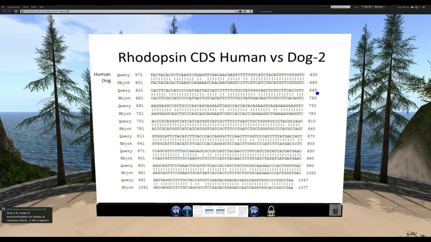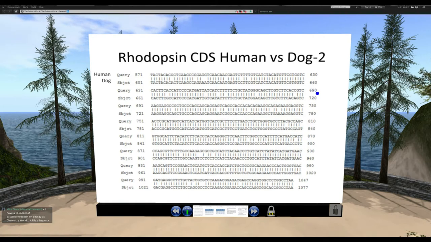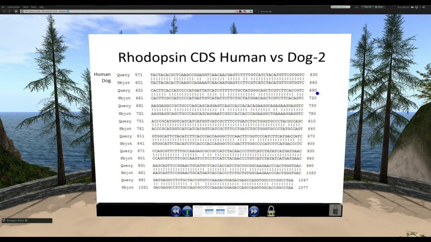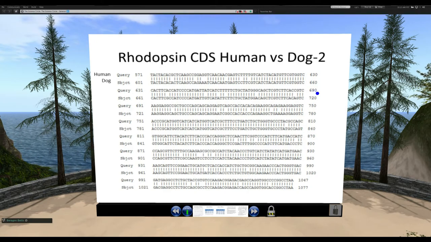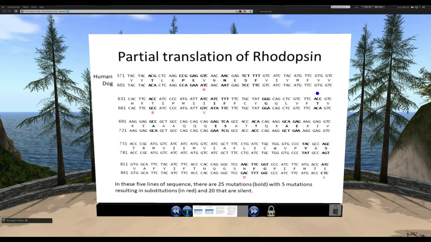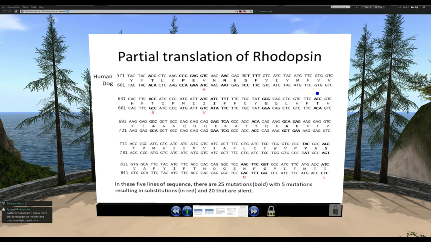Oh, this is just the rest of that rhodopsin sequence. Okay, so this is the rest of the rhodopsin sequence, and you can see that there are a lot of gaps in here. Okay, so I'm just going to look at a translation of a part of the rhodopsin sequence.